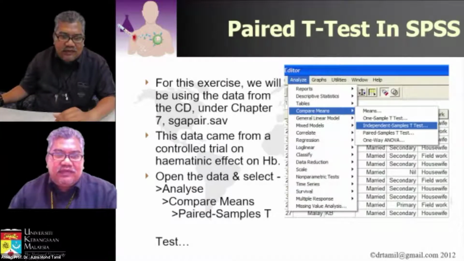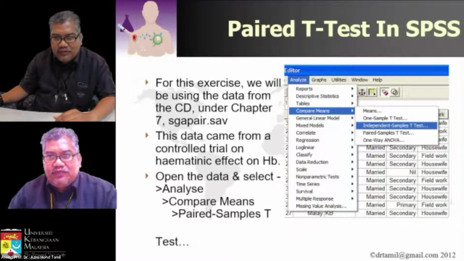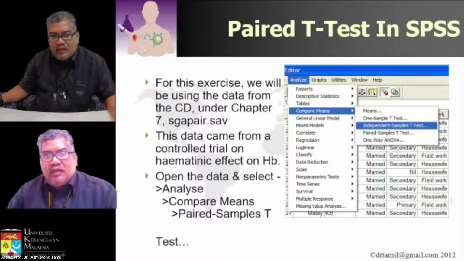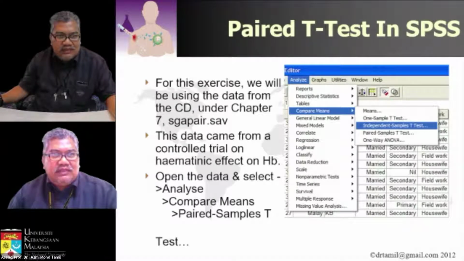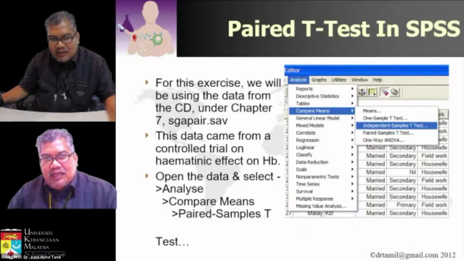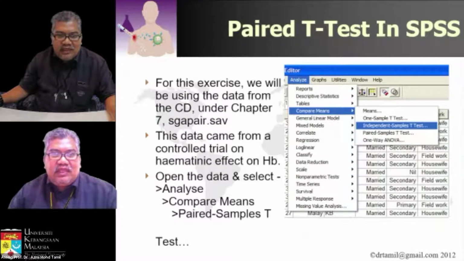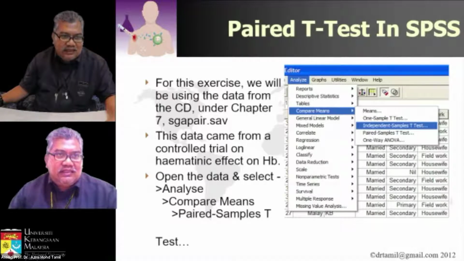So for the purpose of this analysis, we're going to assume the people who had HB level of below 11 were treated with imatinib for 3 months, and after 3 months, their HB level was measured again to see whether they have improved or not. So to do the paired t-test is very easy. Click Analyze, Compare Means, Paired Samples T-test.